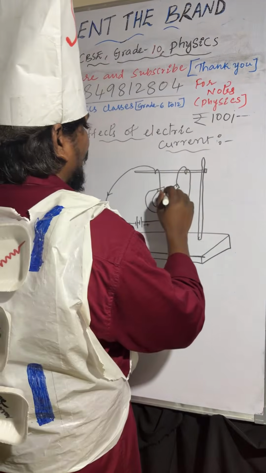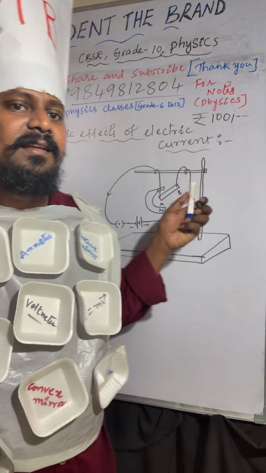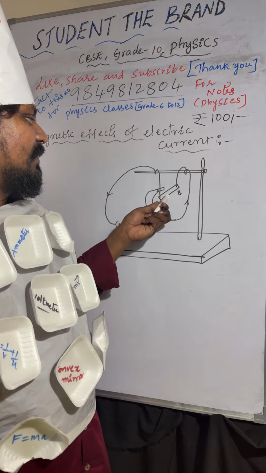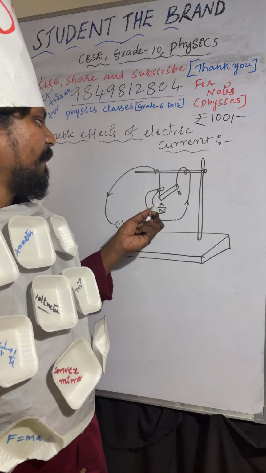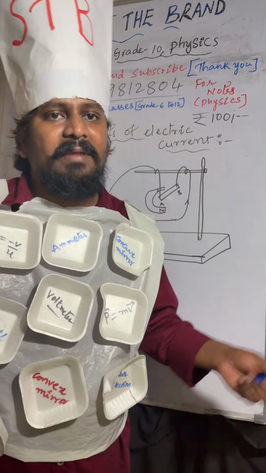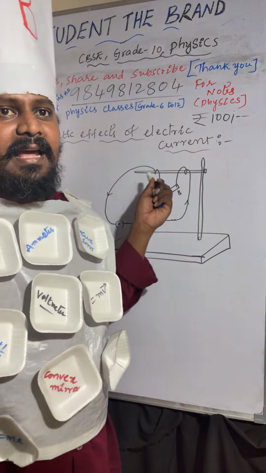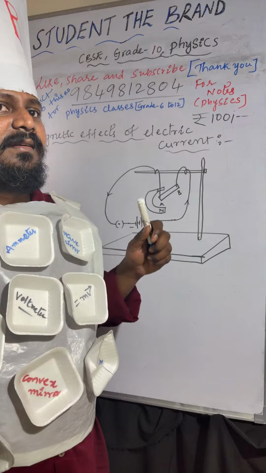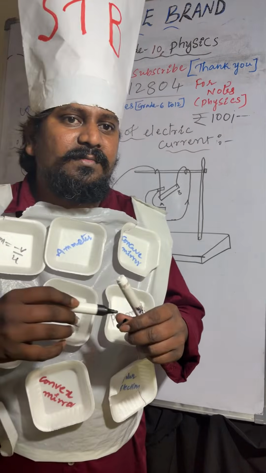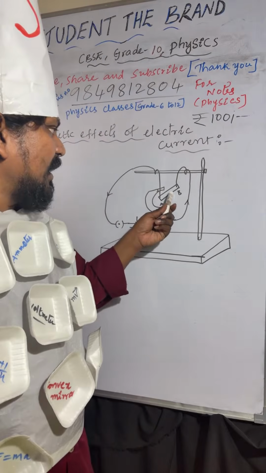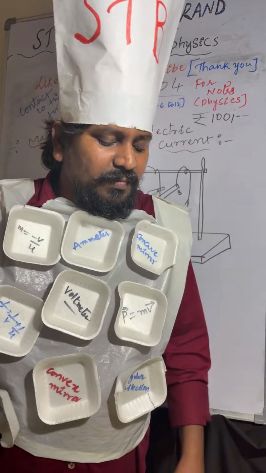Okay, so I am taking the conductor. This is the conductor. This is the magnetic field, the external magnetic field, a U-shaped horseshoe magnet. So this is the current carrying conductor placed in the external magnetic field. It experiences a force. So this conductor will move. In which direction will that conductor move?